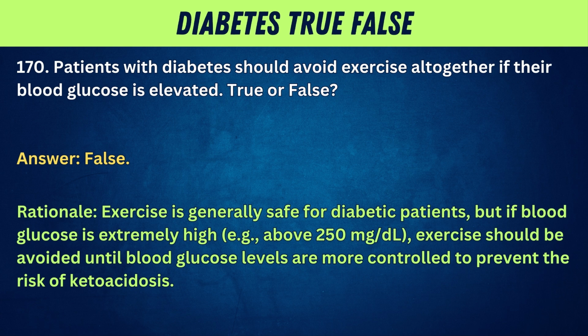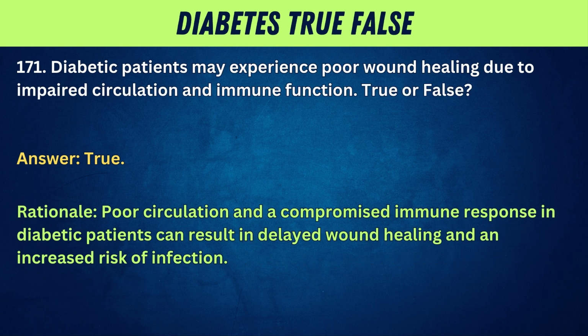Rationale: exercise is generally safe for diabetic patients, but if blood glucose is extremely high, e.g., above 250 milligrams per deciliter, exercise should be avoided until blood glucose levels are more controlled to prevent the risk of ketoacidosis. 171. Diabetic patients may experience poor wound healing due to impaired circulation and immune function. True or false? Answer: true.